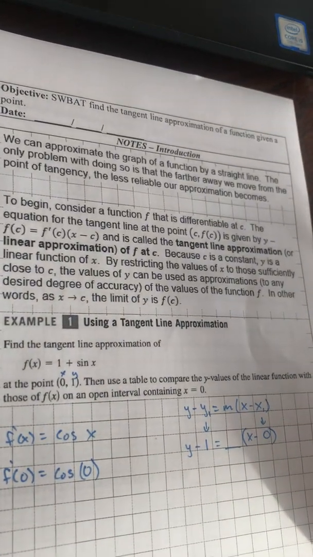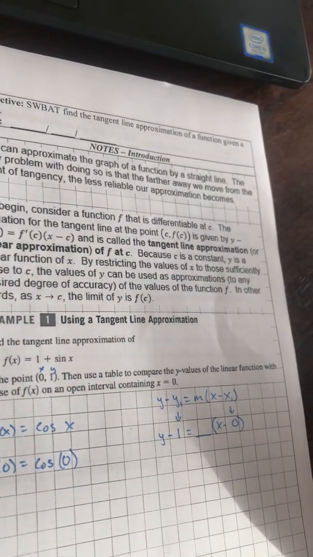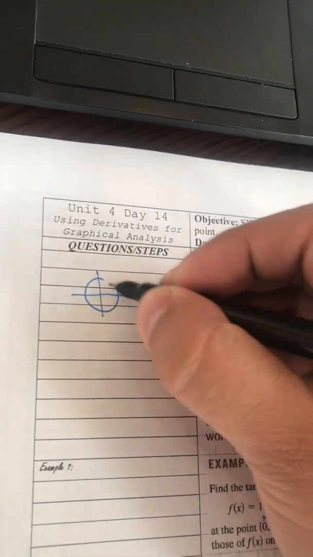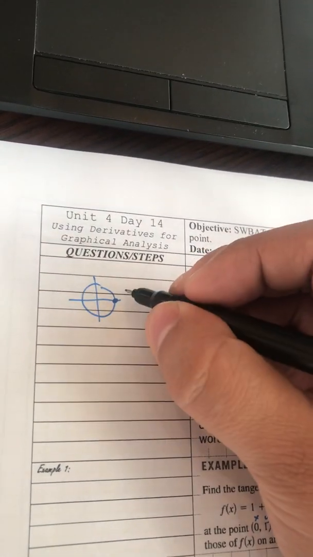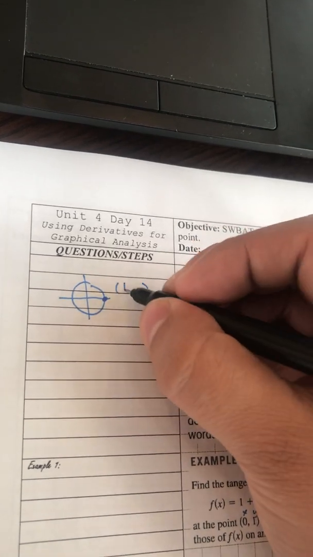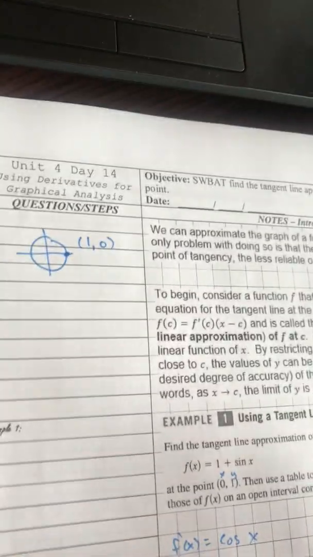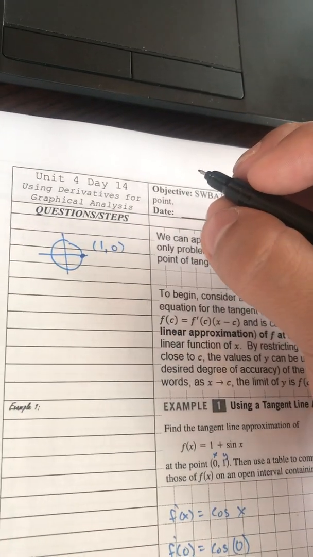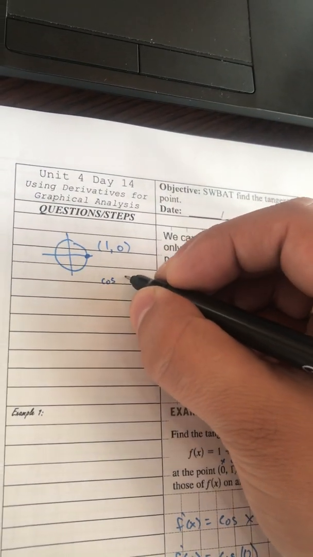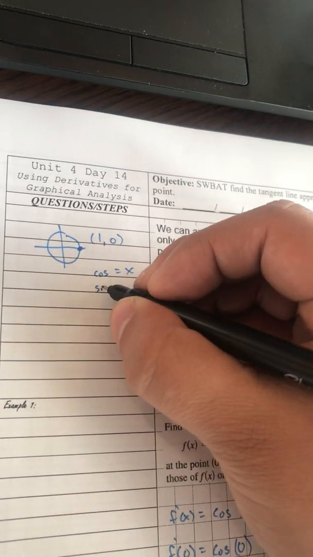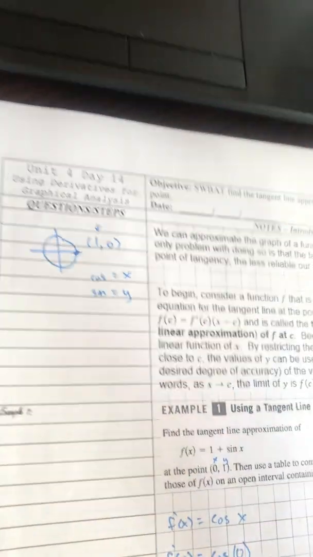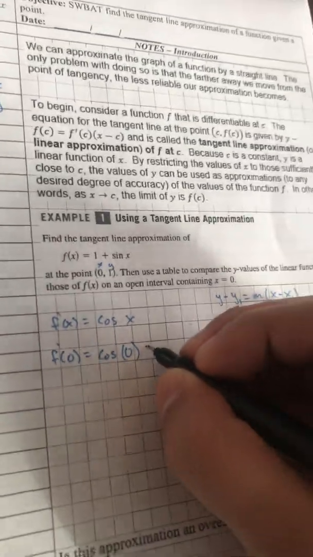Now what is cosine of 0? Think of your unit circle. I'm going to do it on the side right here. So here's your unit circle. 0 is right here. What is that coordinate point? 1 comma 0. And what is cosine? Is that our x or is that our y? Cosine is the x value, right? Sine is the y value. So cosine of 0 is 1. So this right here equals 1.